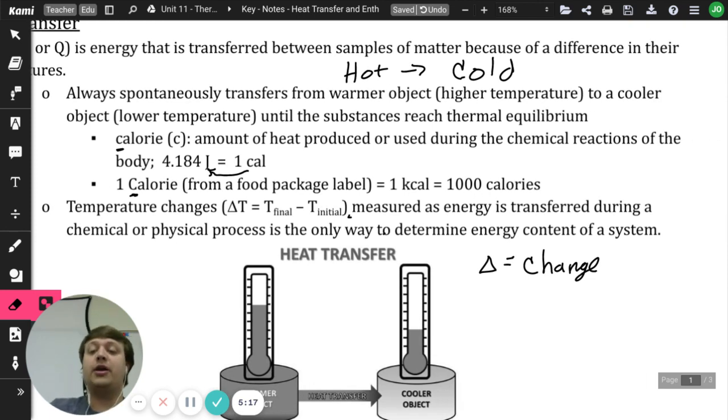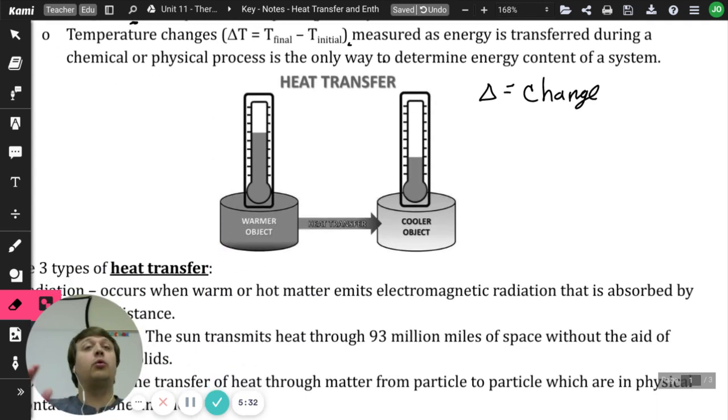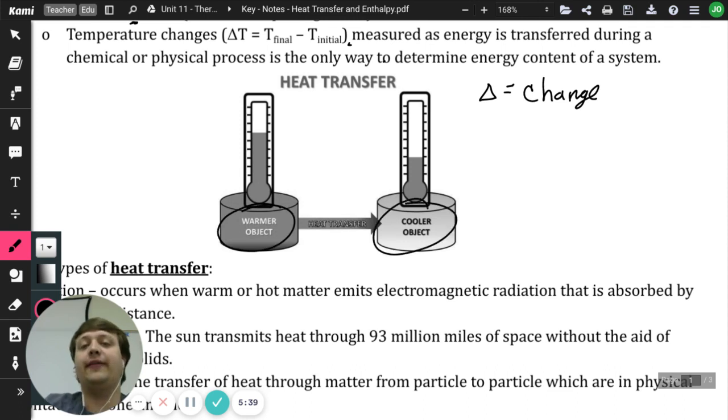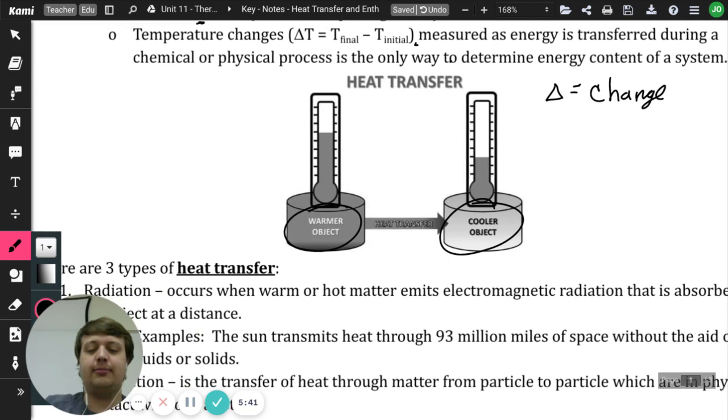And it is going to be measuring the energy that's transferred during a chemical reaction or a physical process. And that's the only way that we can determine the amount of energy that's actually inside of the system. Okay? Again, remember that your heat transfer is going to be from hot to cold when we're looking at that. So do remember that. Do keep that in mind.